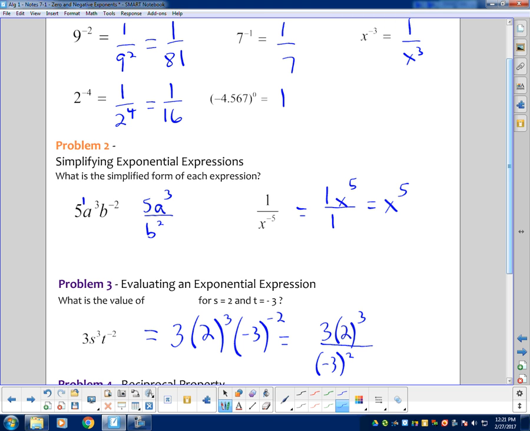All right, so we've got 3 times, okay, what's 2 to the third equal? We have that up there already. 2 to the third is 8. Okay, 2 times 2 times 2 is 8. Negative 3 to the second is positive 9. And so I end up with 24 over 9. So that's just 0 and negative powers. We'll have some practice on that tomorrow.